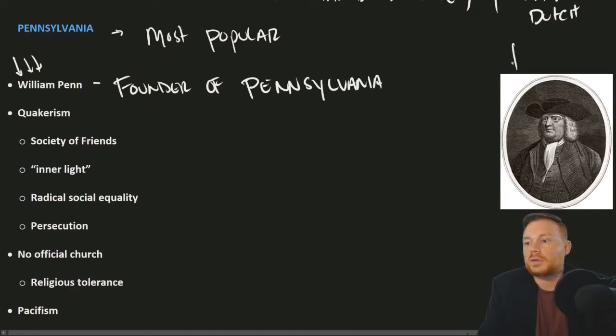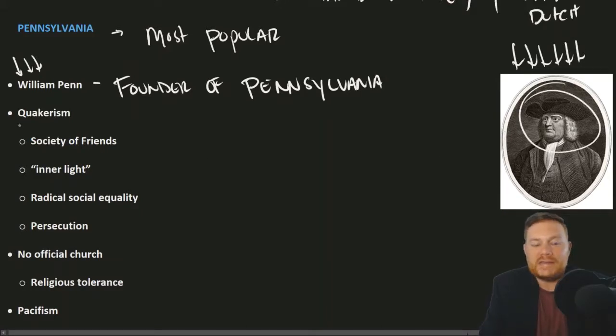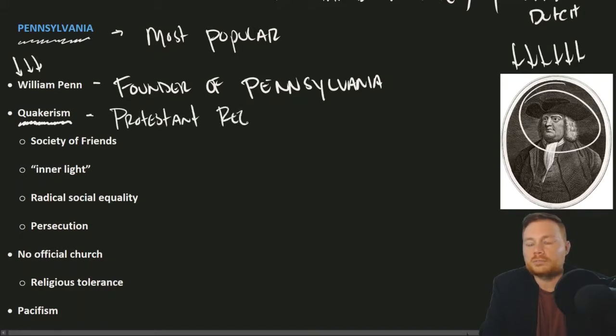Here you see William Penn right here, right? Kind of looks like the Quaker Oats guy. And that is because William Penn was a Quaker. Now, I don't think that we've talked about Quakers in a lot of detail yet, but the belief system for Quakers has a pretty strong influence on shaping the colony of Pennsylvania. So first of all, what is Quakerism? Quakerism is a Protestant religion, right? So they fall on the Protestant side of the Protestant Reformation.